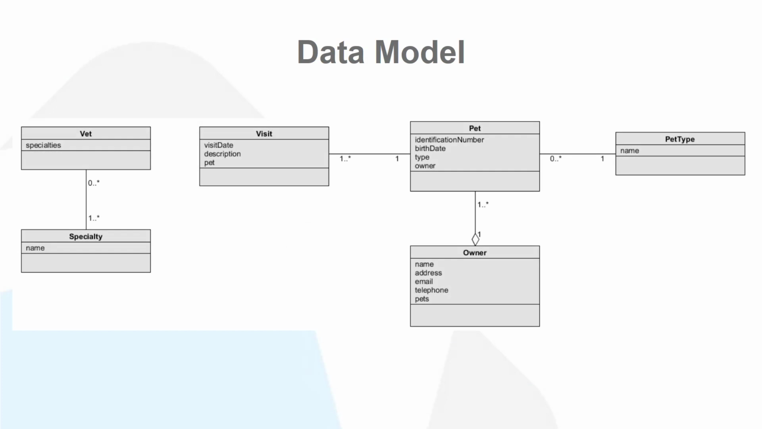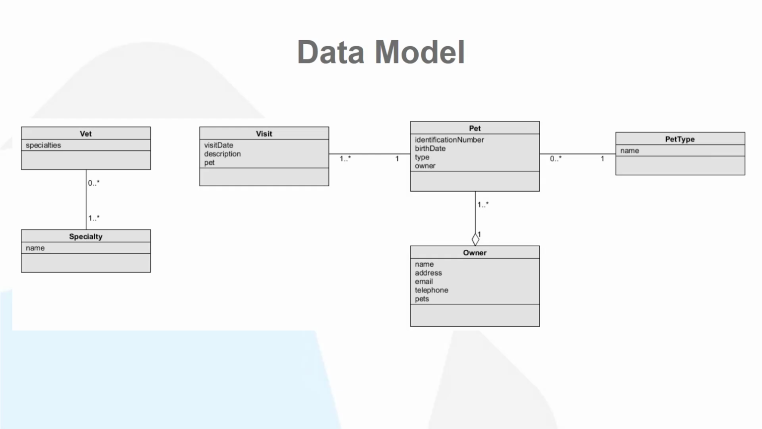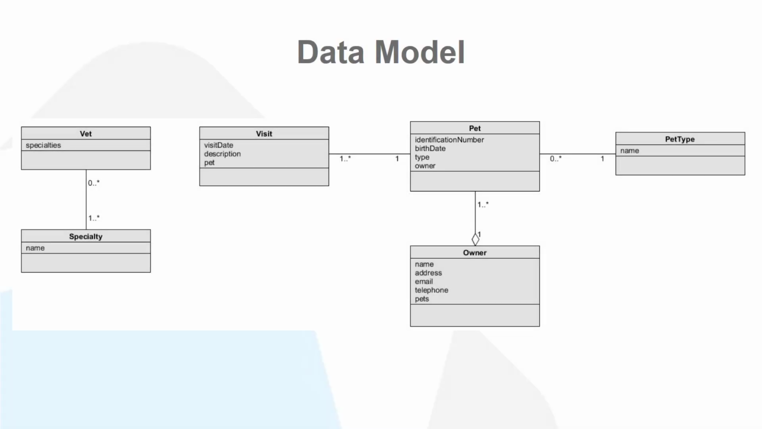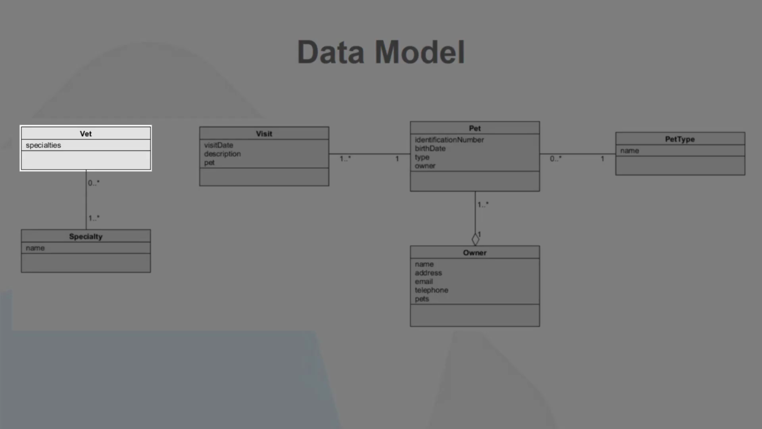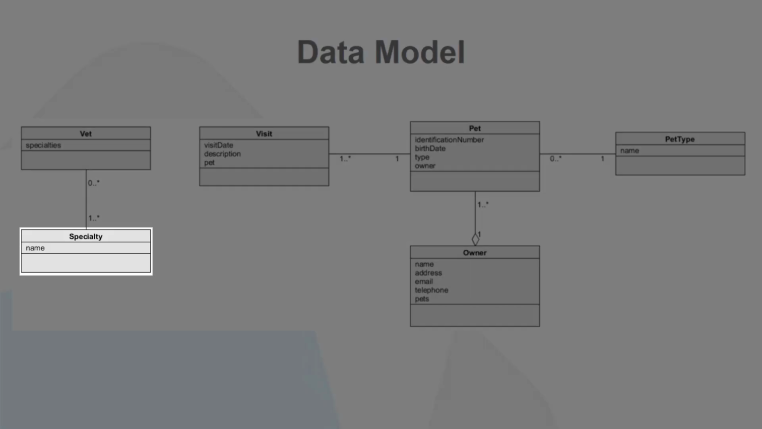First, let's take a look at its original data model. Owner is an entity that represents the personal data of pet owners. Pet contains name and birth date and is associated with the owner and pet type classes. Visit details are contained in the visit class and are related to one pet. Vet is an entity containing veterinarian names, extends person, and is associated with the specialty class.